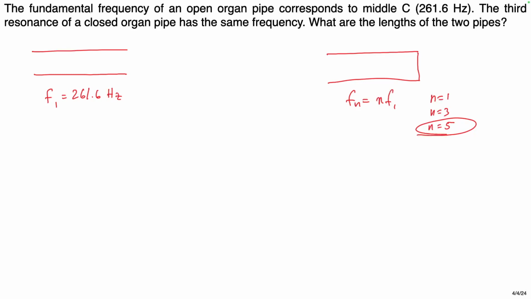Okay, so we know that the fifth harmonic of this closed pipe has the same frequency as the fundamental of the open pipe, okay? And they want us to find the lengths of both of these pipes. Is there a tool in the toolbox that relates frequency and length? What have we got?